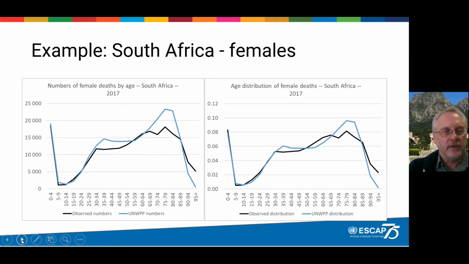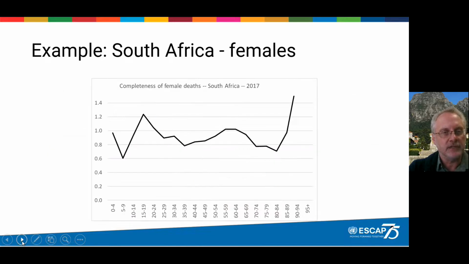So just to reiterate, here are the plots for South Africa for females for 2017. Again, we see the number of female deaths by age and the age distribution of those female deaths, and by and large, they would seem to indicate that overall, the reported deaths in South Africa do conform quite strongly with those estimated from the UNWPP data, except perhaps at the oldest ages, and that would be a matter for further investigation. We can derive a plot of the estimates of completeness of female deaths by age group for that calendar year or for any other calendar year from the spreadsheet which I've just demonstrated.